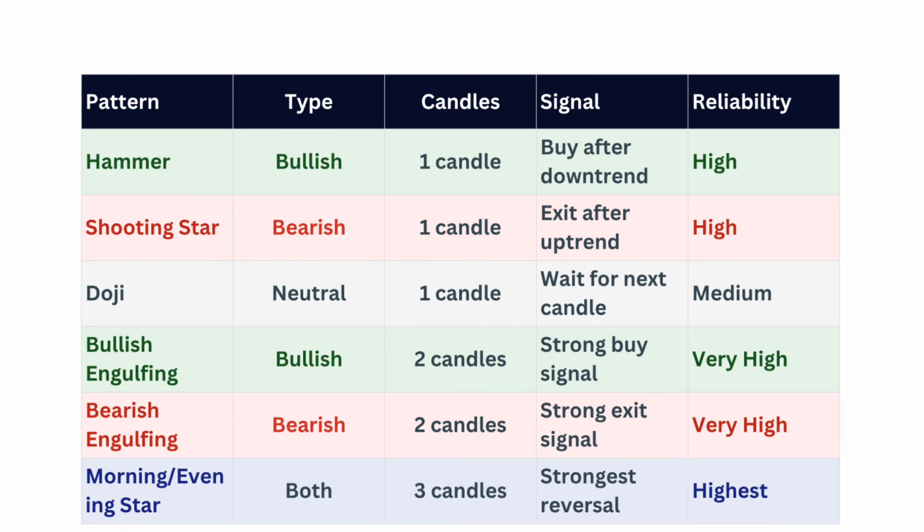Next is the doji, type is neutral, only 1 candle, wait for the next candle's signal, and reliability is medium. Then bullish engulfing, type is bullish, 2 candles, strong buy signal, and reliability is very high. Bearish engulfing, type is bearish, number of candles is 2, strong exit signal, and reliability is very high. Then comes morning or evening star, type is both, number of candles is 3, strongest reversal signal, reliability is highest.